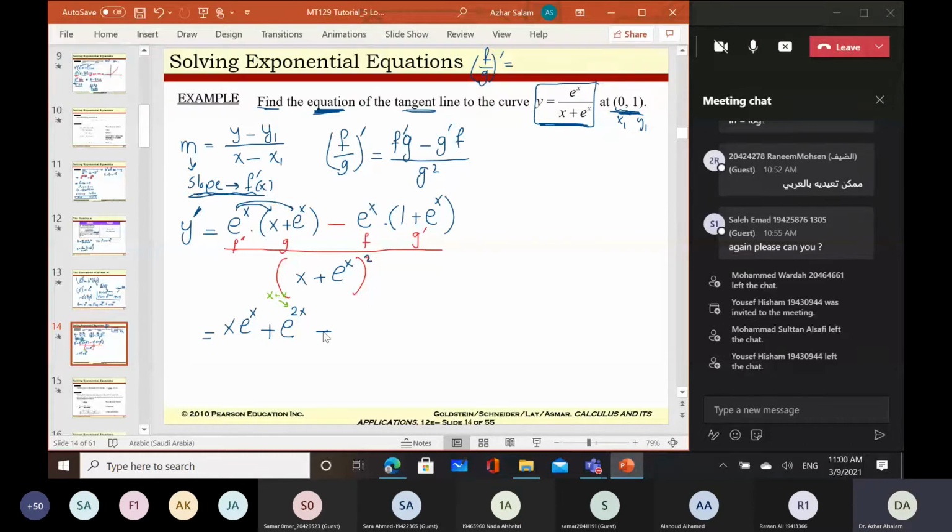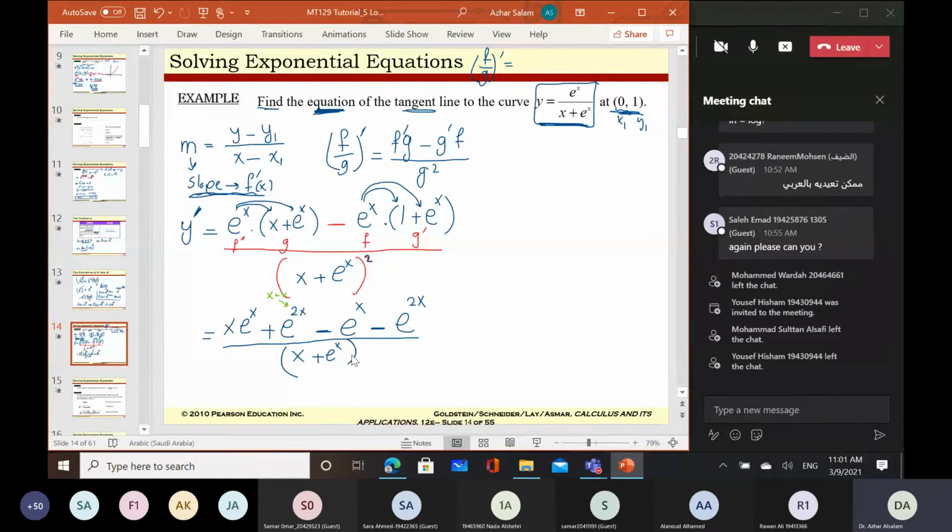Okay, now minus. This minus. Here minus, I will multiply e to the power x by 1 and e to the power x by e to the power x. So here e to the power x. Also minus, notice this minus, I will multiply it by both terms. So here minus e to the power 2x, for the same reason, x plus x: e to the power x multiplied by e to the power x is a multiplication with the same base, so I add the exponents, x plus x, 2x. I finished simplifying the numerator.